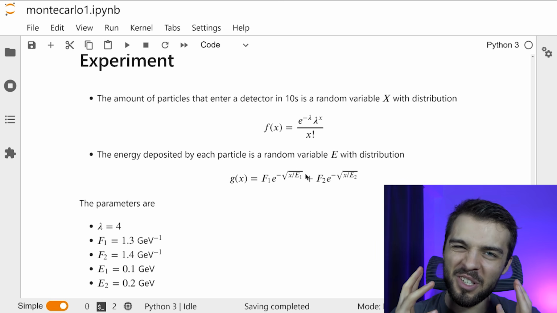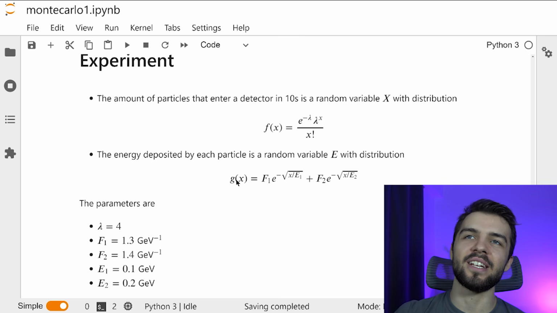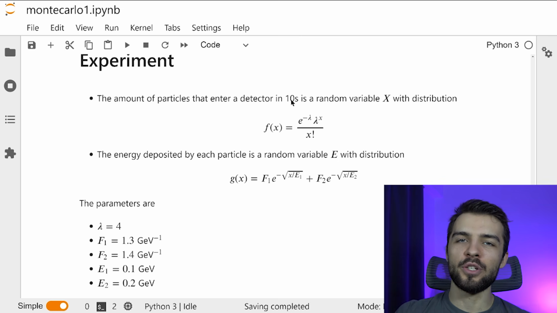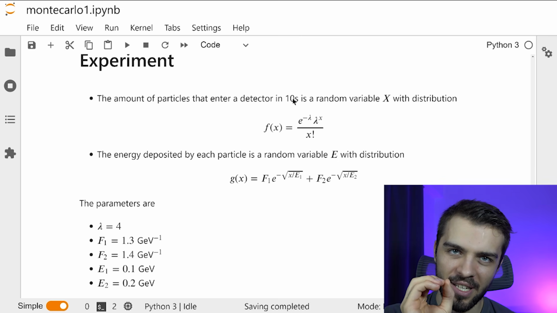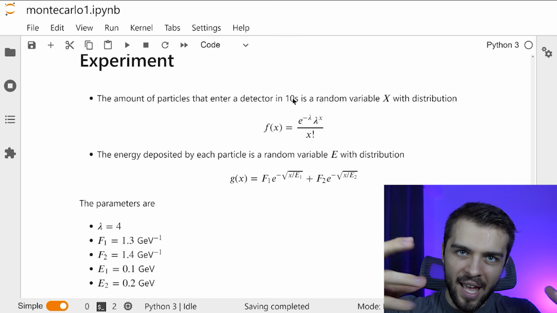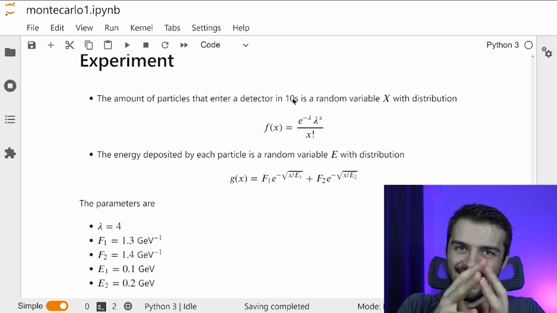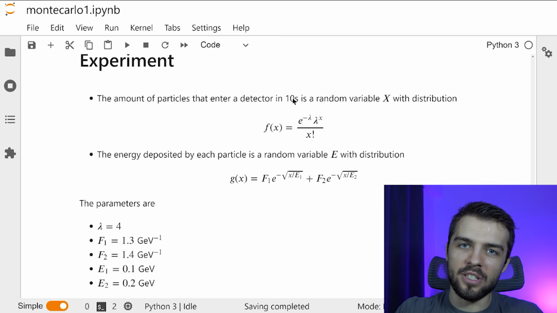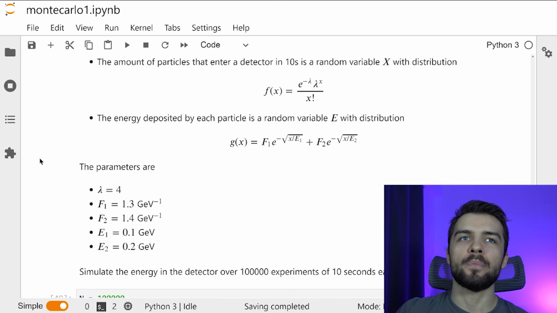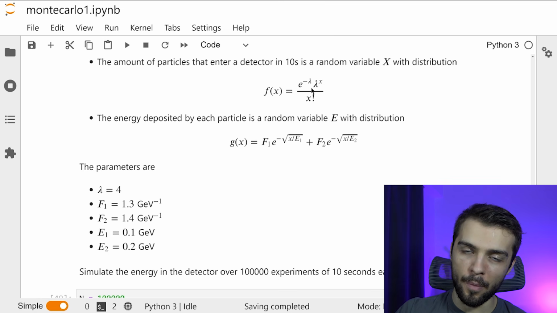So you can see how things start to build up in these experiments, right? And so what I'm interested in here is, in a 10-second interval, how much energy is deposited in the detector. So I have two random variables that I'll need to distribute. I'll need to combine them together, and then we can simulate this 10 seconds of energy deposition in a detector cell. So the parameters here are lambda equals 4. That means the mean number of particles in 10 seconds is 4 particles.